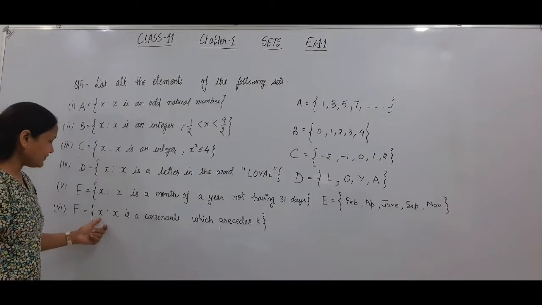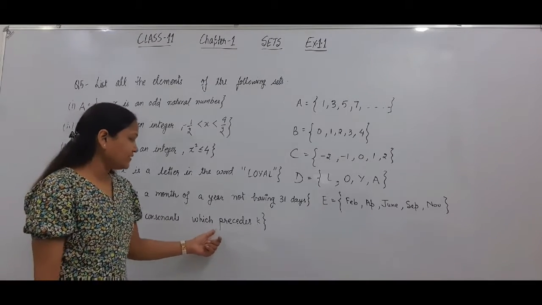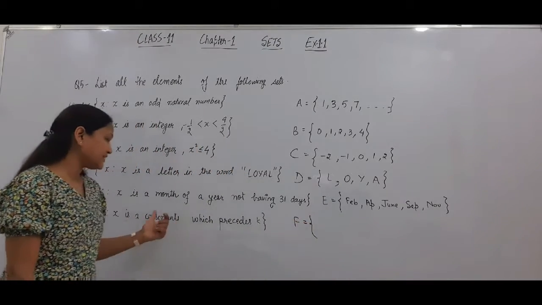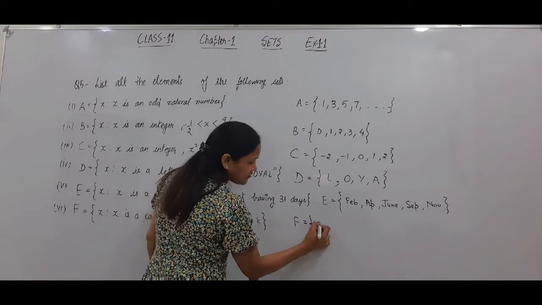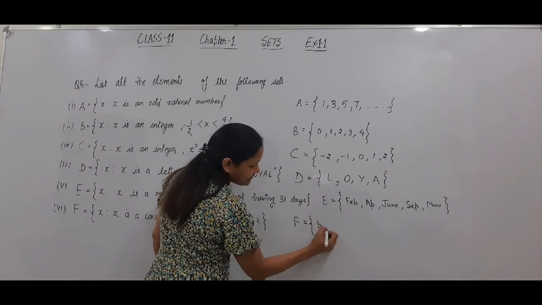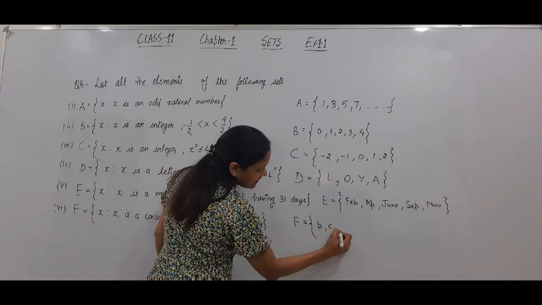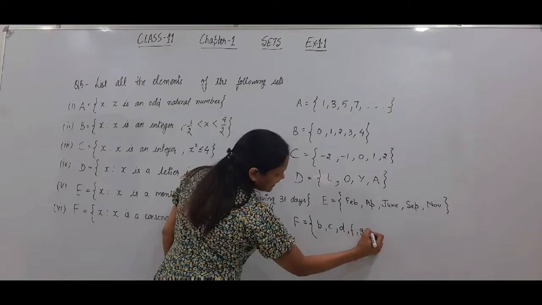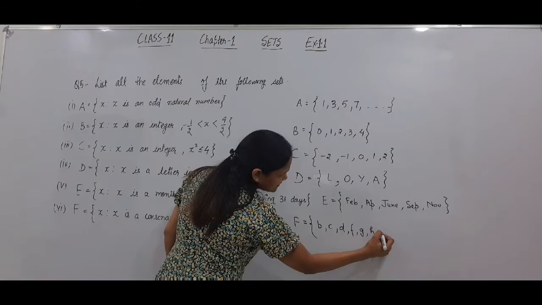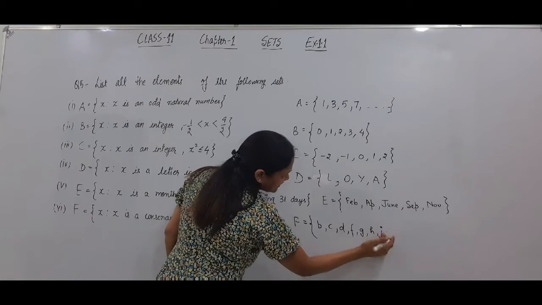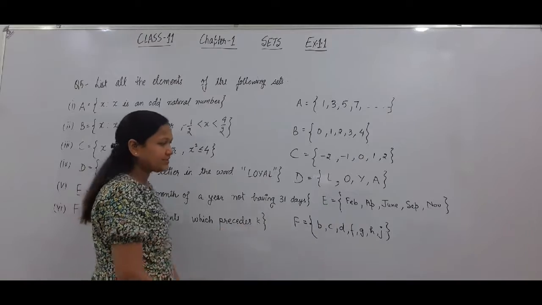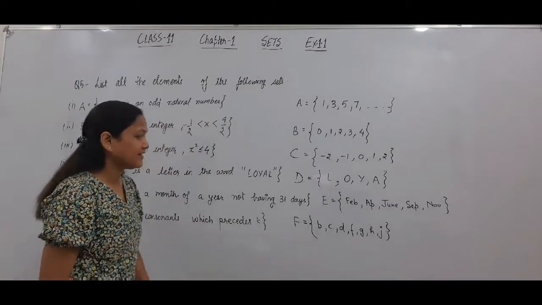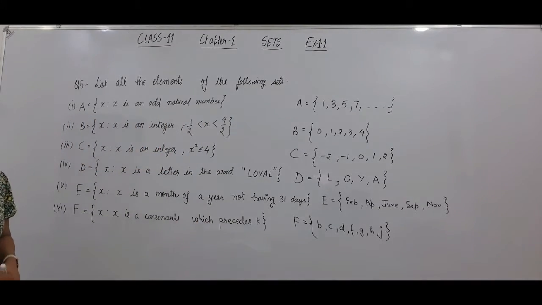Next, F. F is defined as x such that x is a consonant which precedes k. So F can be written as all the consonants preceding k. A is a vowel, so B is your first consonant: B, C, D, E, F, G, H, I, J, and then K, which is preceded by J. So these are all your consonants; the vowels you will skip. So these are the sets in roster form.